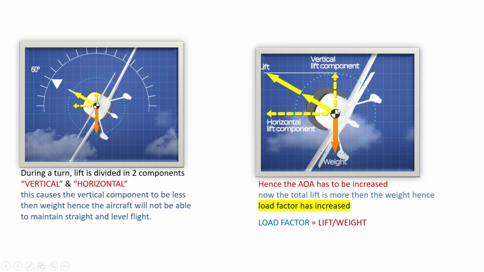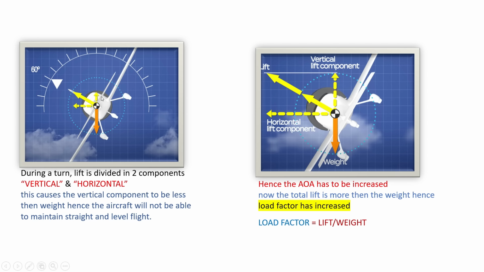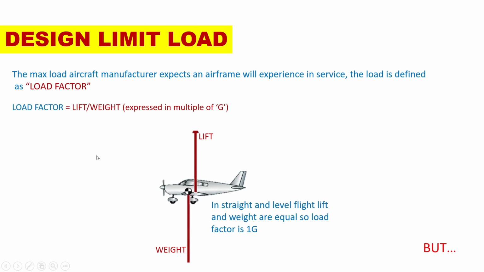But see what has happened now. Since the vertical component is balancing it, we are not descending, fine. But what do you understand from load factor? It is lift by weight, and lift is now more than the weight, right? Since we have increased the angle of attack and the total lift has increased, it is more than the weight. You take the total lift and total weight. So total lift is now 2 arrows. You can see it is more than the weight. So the load factor will increase, right?